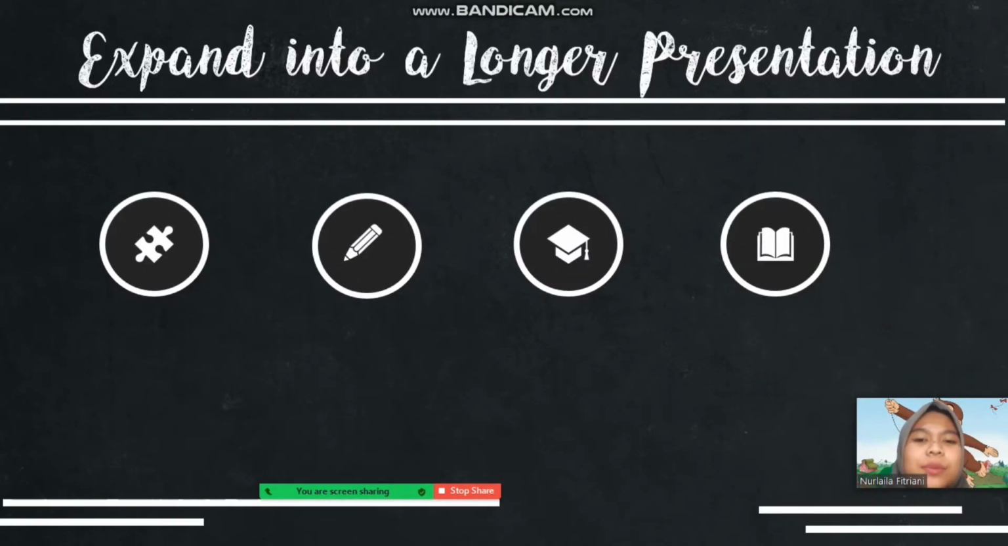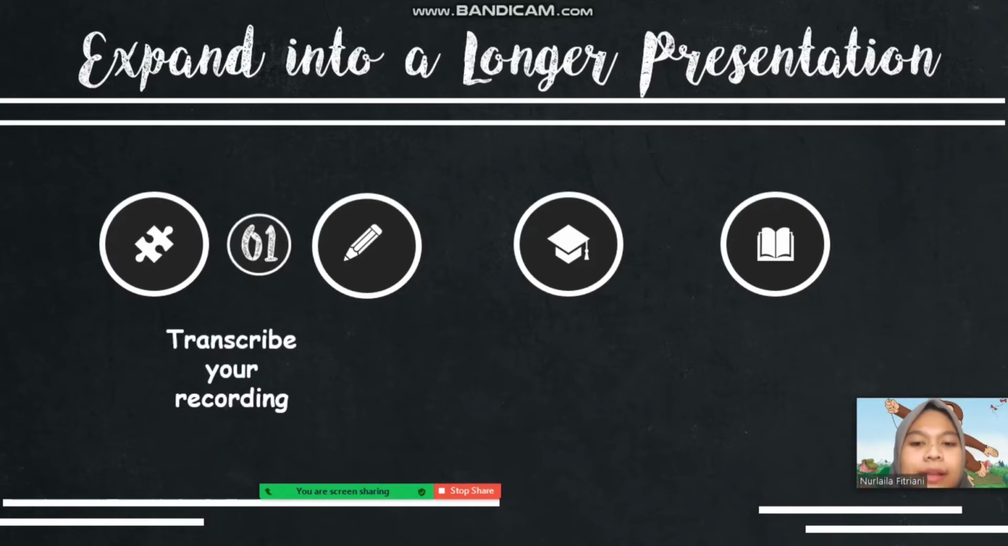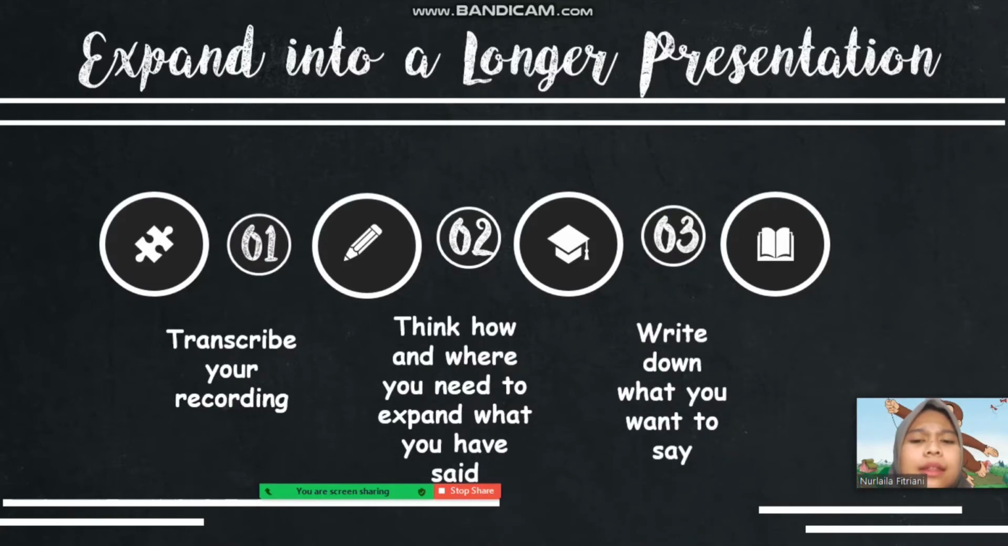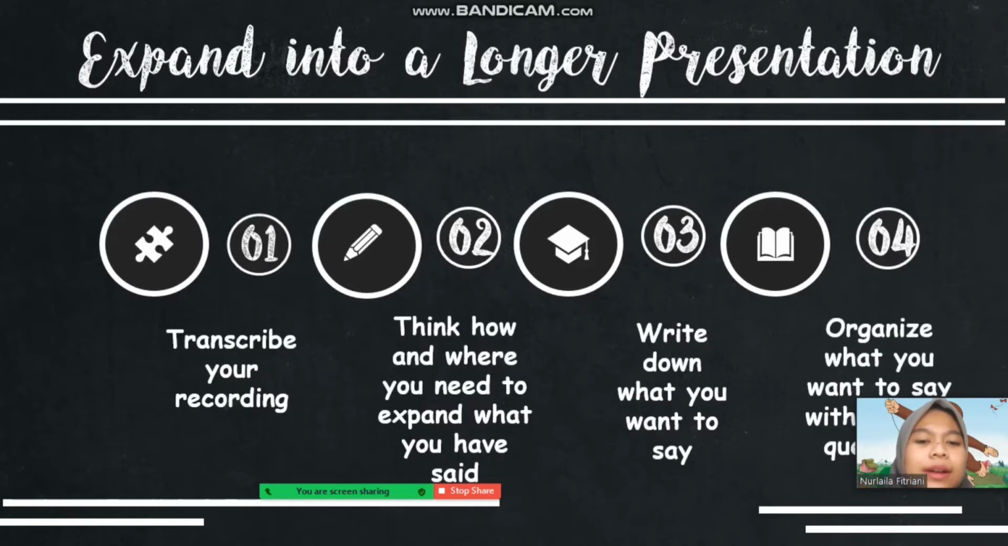The next stage in preparing your slides is expand into a longer presentation. So after you make a short presentation of 2 minutes, you should expand it into a longer presentation. There are several things that you do in this stage. They are transcribe your recording and then think how and where you need to expand what you have said. And then write down what you want to say, and the last one is organize what you want to say with several questions.